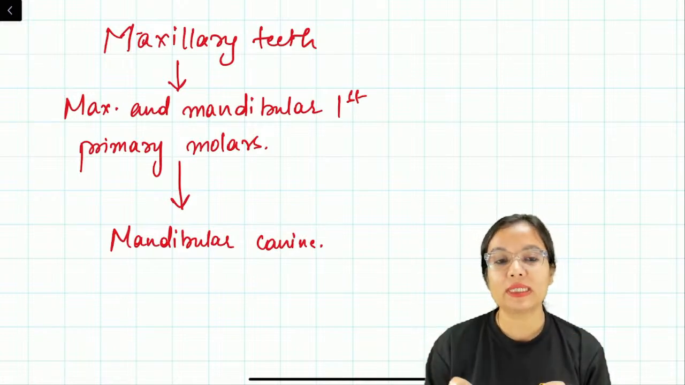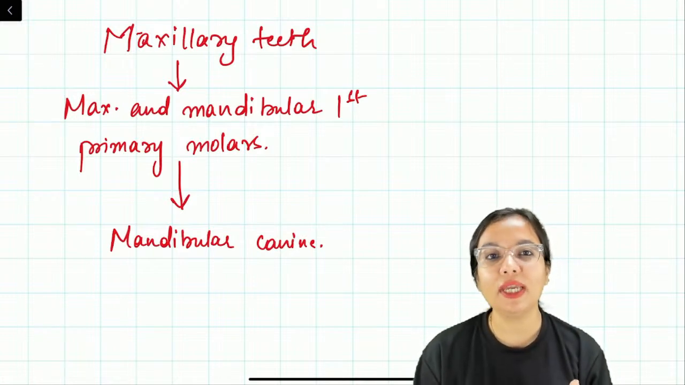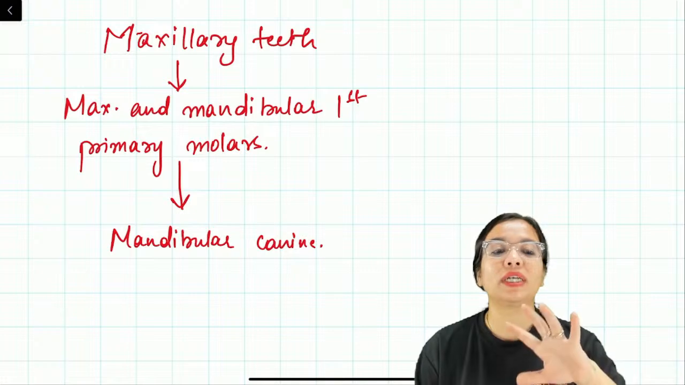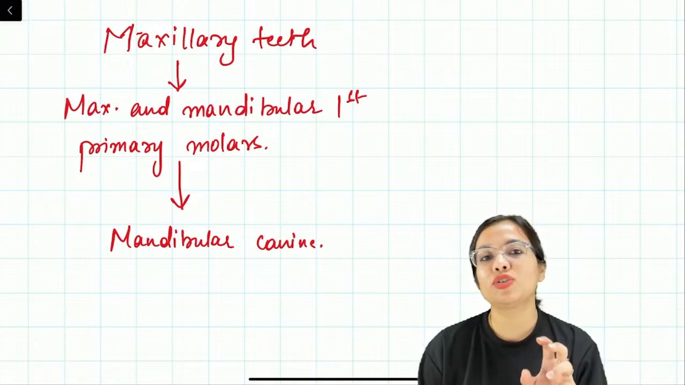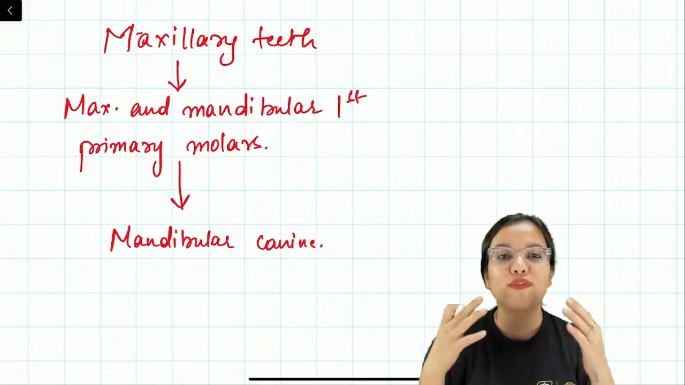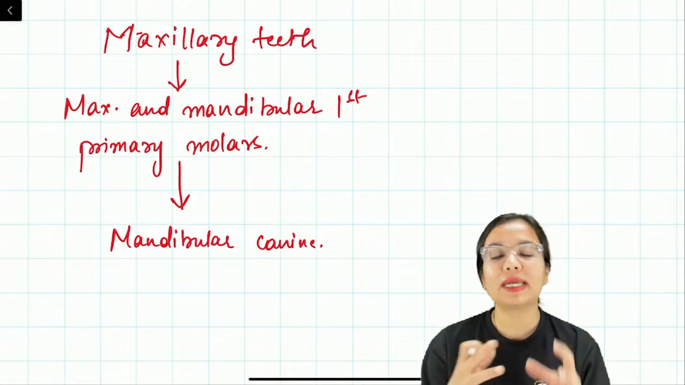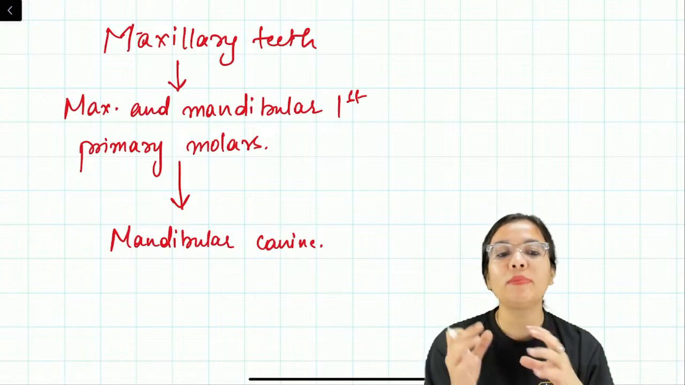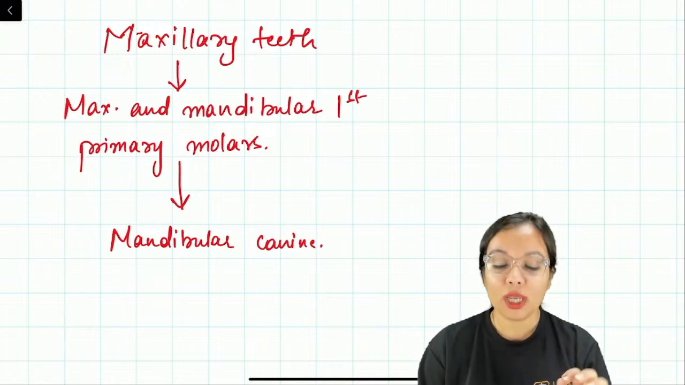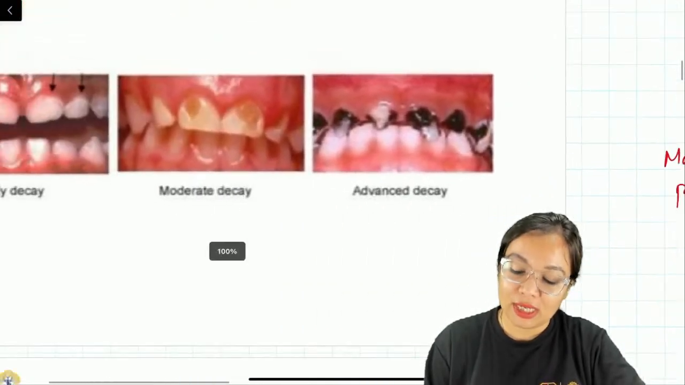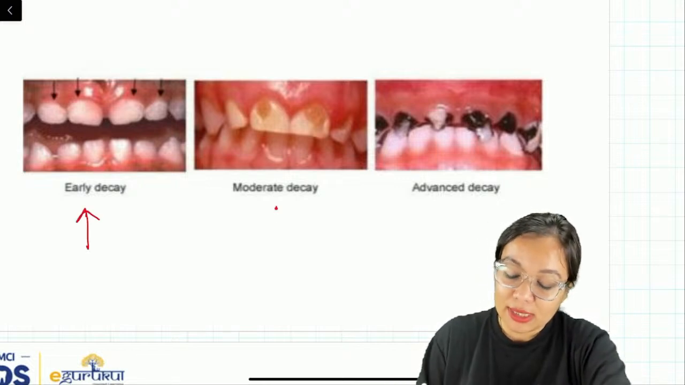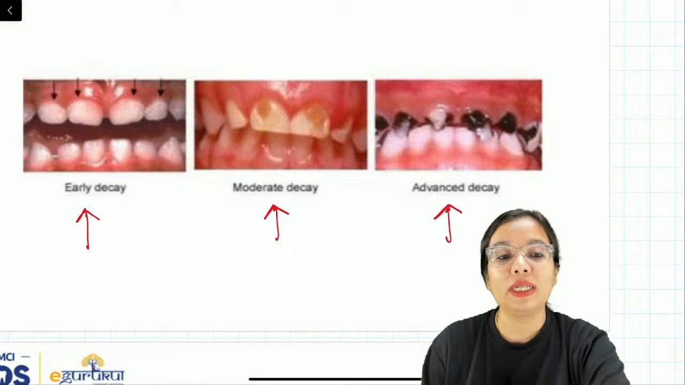So why? Because they are considered the immune teeth of the oral cavity. They are in contact with the tongue, so the continuous cleansing action of the tongue, and the presence of lingual salivary glands, result in continuous flushing of the debris that gets deposited in and around the mandibular incisors. That is why caries in mandibular incisors is uncommon, unless it is a severe case. So this is the progression that happens. This is the early decay, this is the moderate decay, and this is the advanced decay.